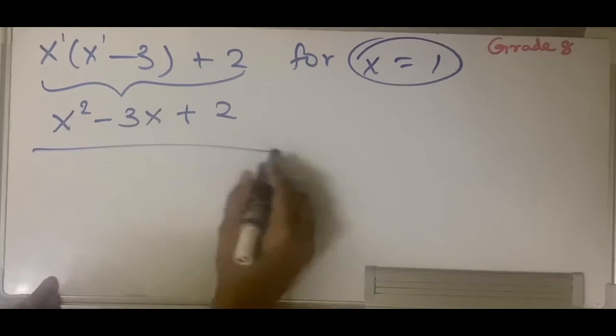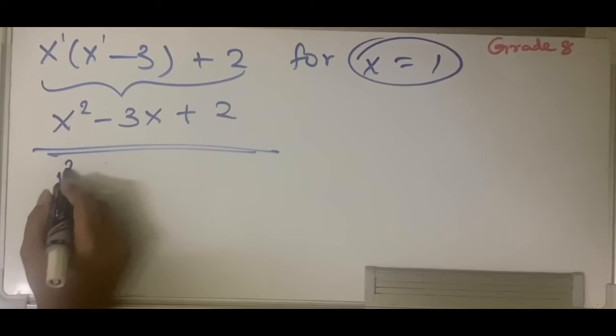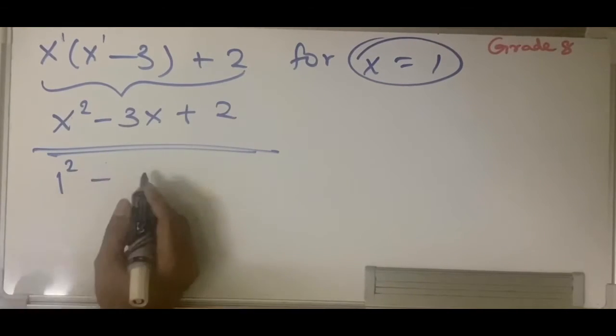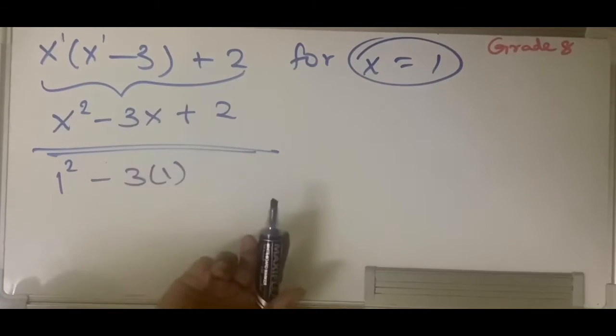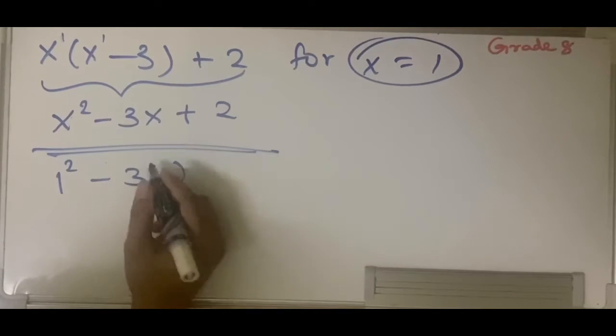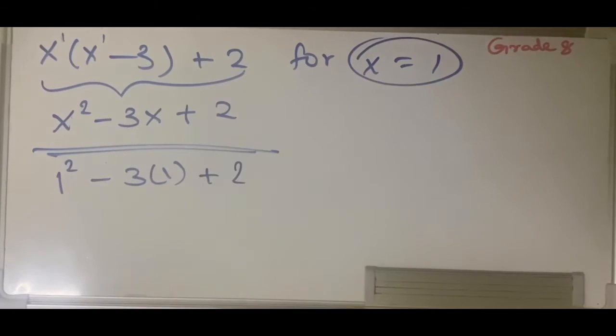So this is how I have simplified my expression. Now they have asked us to evaluate this expression using x is equal to 1. So evaluation means you just simply substitute x value as 1. So here x square means you put it as 1 square minus 3 times 1, right? 3x is 3 times x. So 3 times 1. A bracket always represents multiplication. Then you have plus 2.